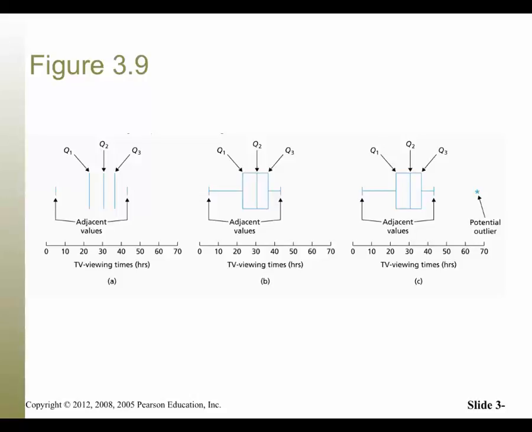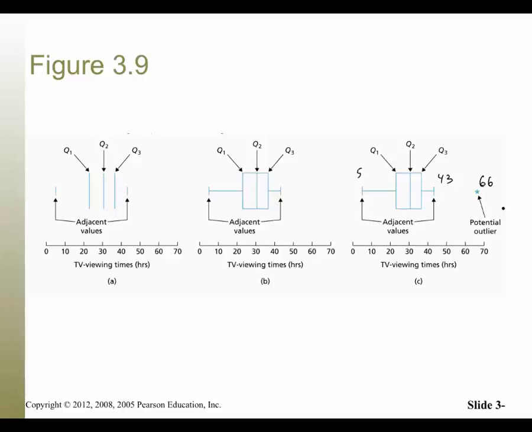So it's your box, and the ends of the whiskers, what they call the adjacent values, will always be the outermost data values that are not outliers. The outermost data values that are not outliers. So 5 and 43, and there's 66. Why was it a potential outlier? Because it was outside of the upper limit. So the upper and lower limits only help you identify potential outliers. You don't use them in the box and whiskers plot. You use the highest and lowest non-outlying data values to make the ends of those whiskers. Okay.